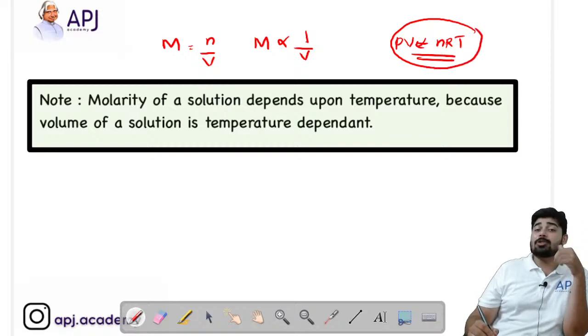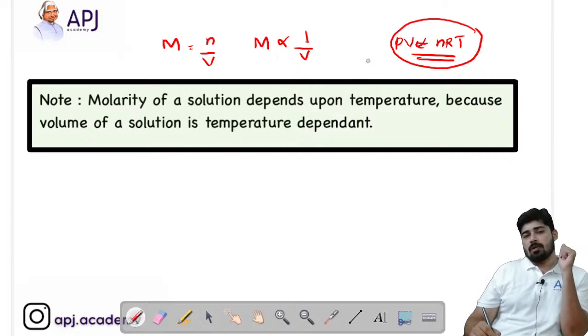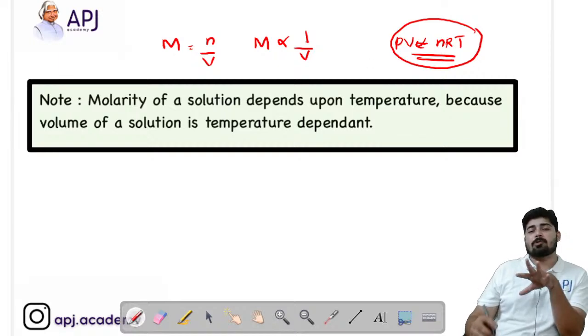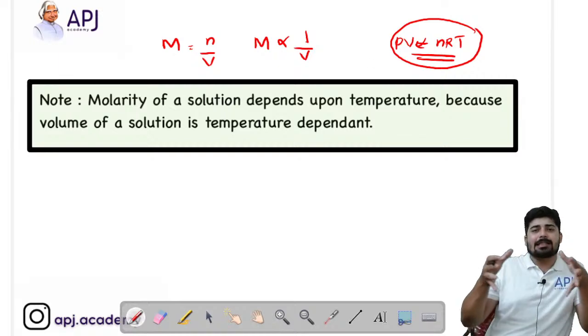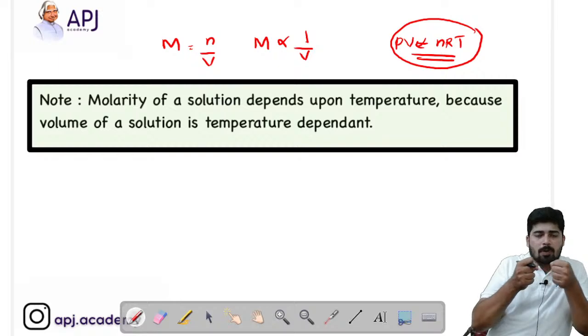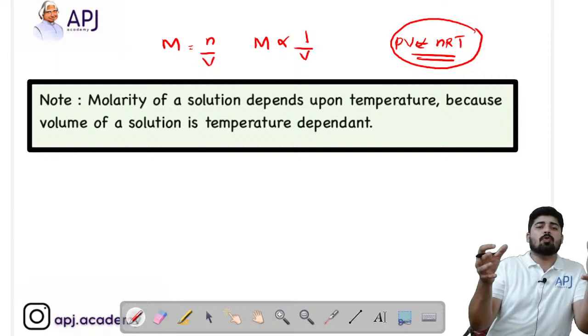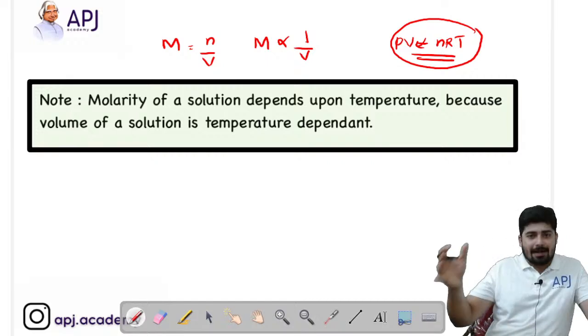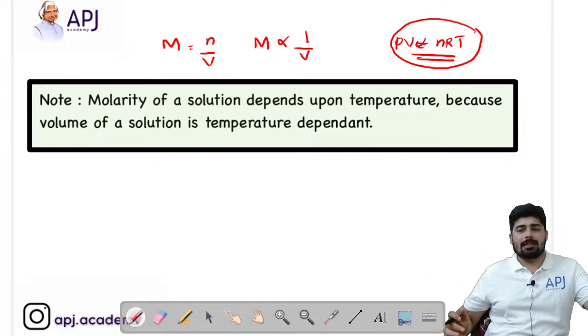Here we are considering a solution. Even then it is applicable to a solution also. That is, volume is directly proportional to temperature. As you increase the temperature, the van der Waals forces between the molecules are broken and the molecules are more free to move. That means they have expanded. That means the volume has increased.